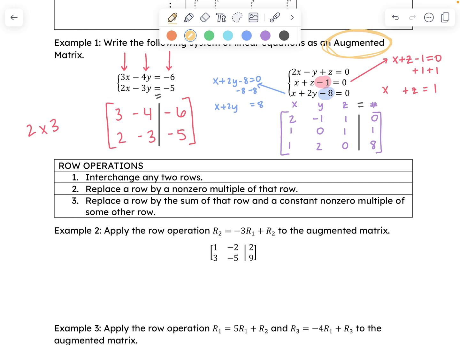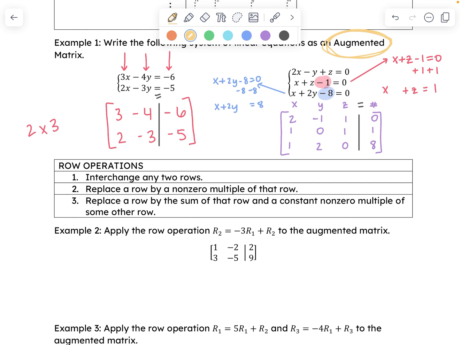And then 3 is that I can replace a row by the sum of that row and a constant non-zero multiple of some other row. So I could take any row and multiply it and another row and multiply it as long as we're not multiplying it by 0 and add them together and replace the row with that. So that's your 3 different row operations that you can do here.